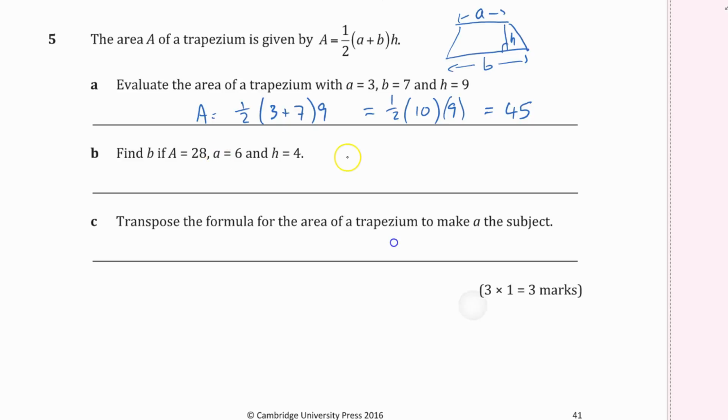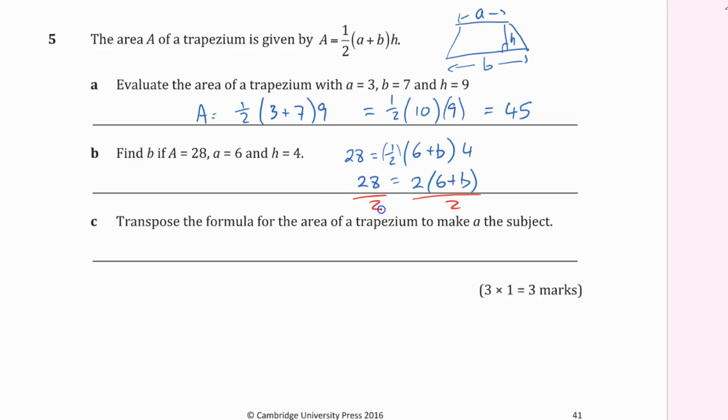Got a bit of rearranging to do here because I'm going to have 28 equals 1/2. A is 6, b is the one I don't know, and h is 4. Well, because I can multiply in any order, I'm going to go 4 times a half first. That's just 2, isn't it? So what I've got now is 28 equals 2 times 6 plus b. I can now divide each side by 2 to get rid of that 2.